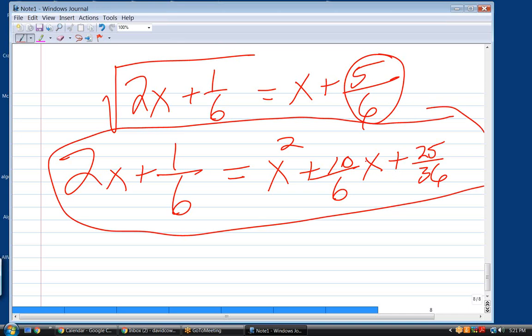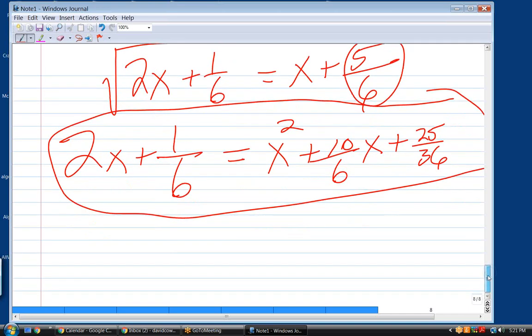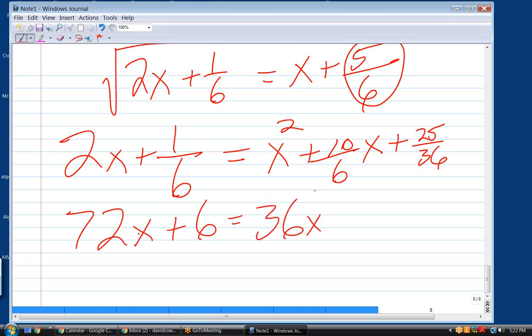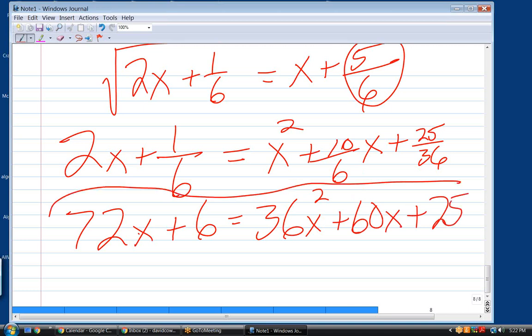Okay. How would I proceed here? What would be the next best step? I would just multiply everything by 36. Yes, get rid of your denominators immediately. So we have 72x plus 6 equals, and you have to multiply every single term by that. And this becomes 60x plus 25. And now we have something that looks a lot more manageable.